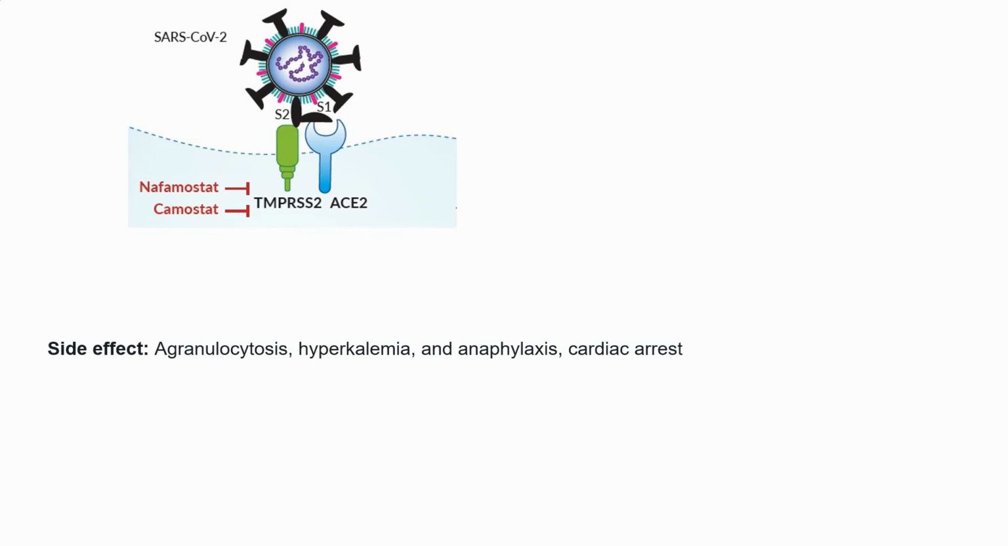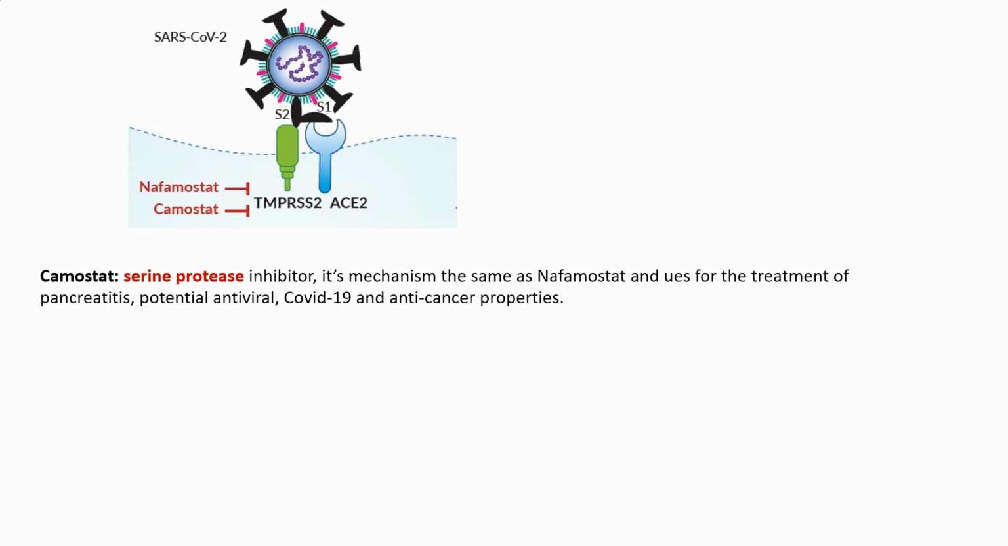And the side effects of this drug, nafamostat: unfortunately, agranulocytosis, hyperkalemia, and maybe anaphylaxis, and cardiac arrest. It affects the cardiovascular system mainly, because it can increase potassium, and it can also affect the ECG after cardiac arrest. Mainly we have to check the heartbeat and the heart function after using this medicine. As I mentioned, camostat is also a serine protease inhibitor, of the same family.